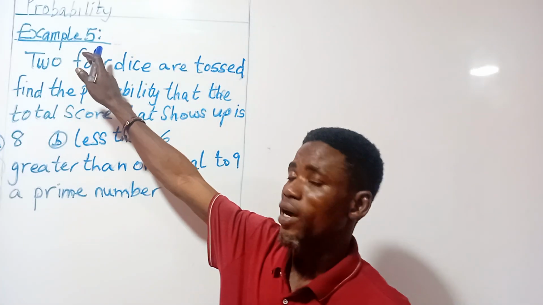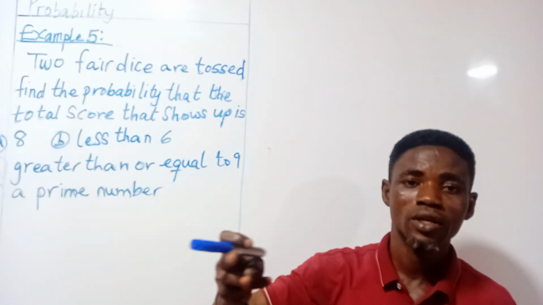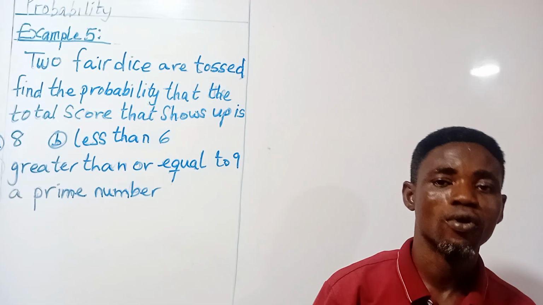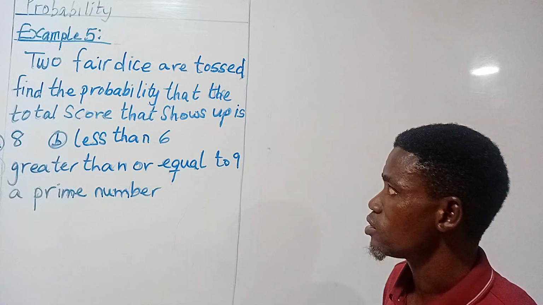This is example 5 under probability. I've done example 1, example 2, example 3, example 4, and this is example 5. Now, how do we go about this?